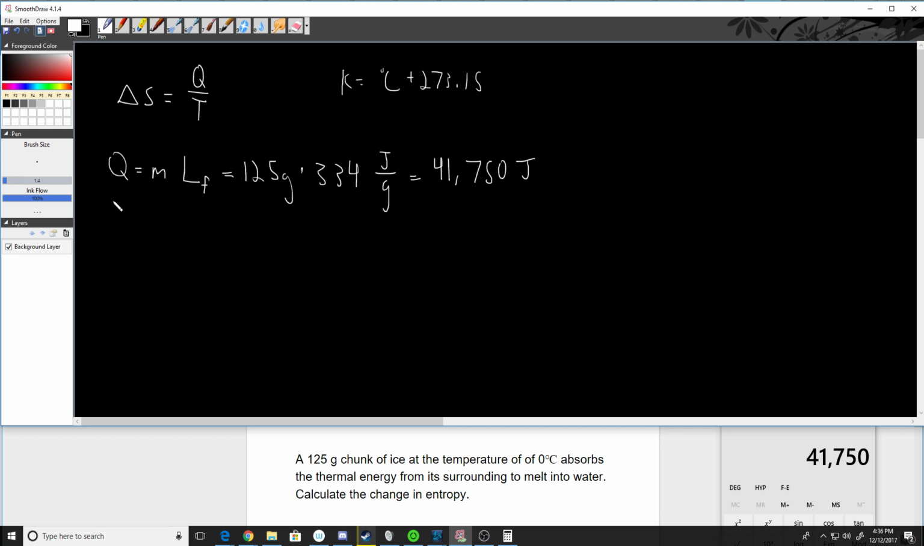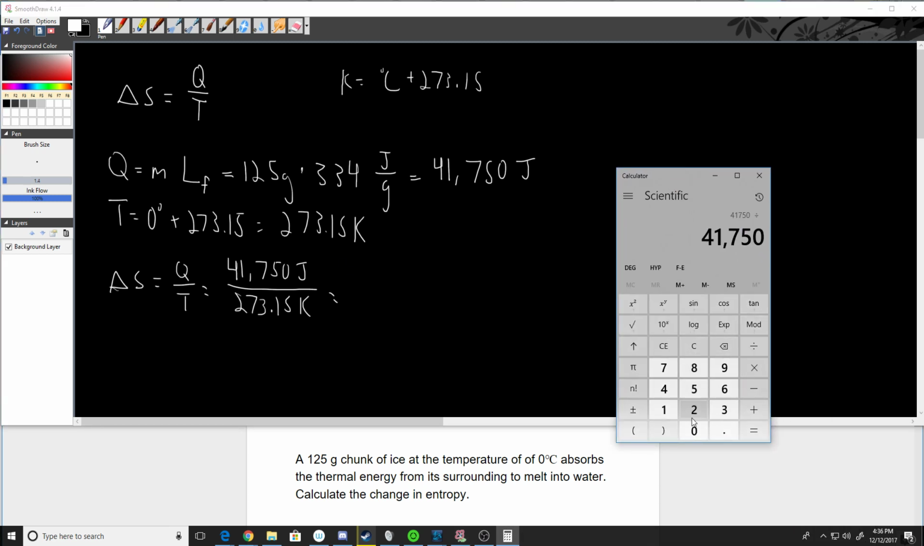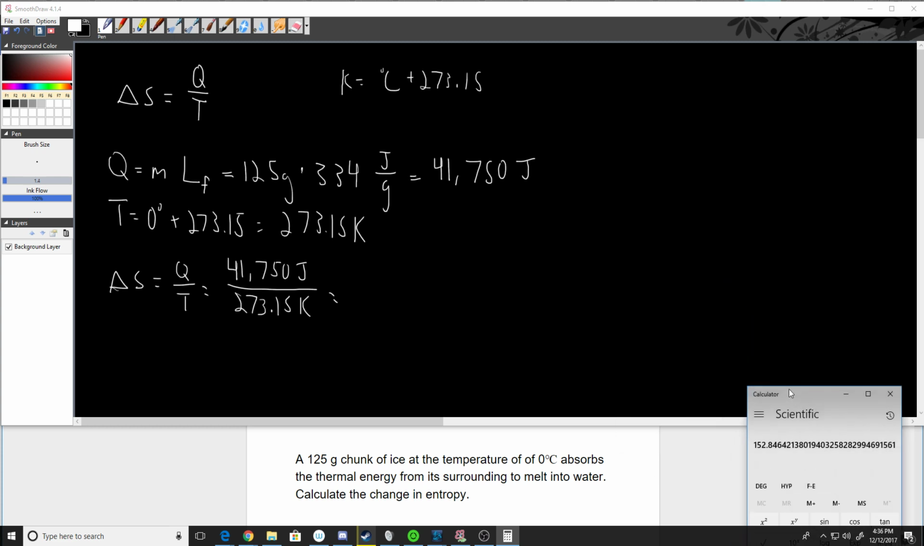That's my Q. And I know from the question, T is equal to 0 degrees Celsius. To convert it into Kelvin, I'm going to add 273.15 to it, and that's all I end up with: 273.15 Kelvin. So now I'm going to take my Q. If change in entropy is equal to Q over T, we have 41,750 joules over 273.15 Kelvin. That's easy enough to do. That number divided by 273.15, I get 152.85. Now my unit in this case is going to be joules per Kelvin.